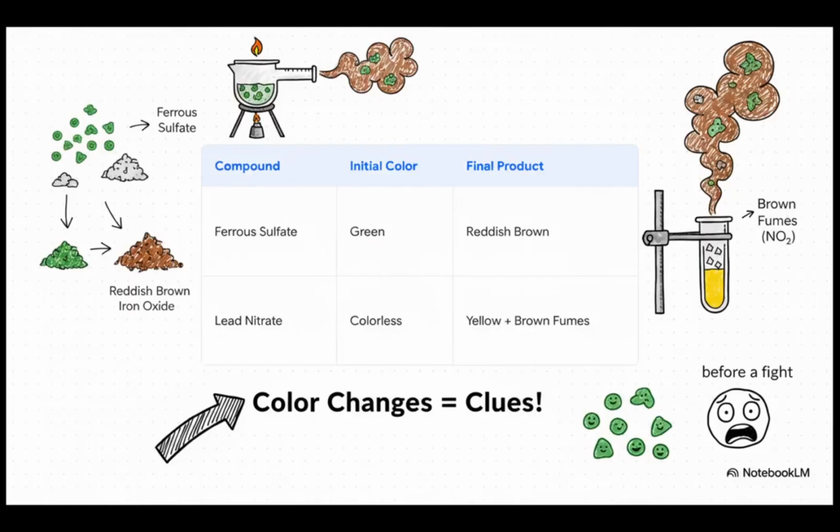When we apply heat for thermal decomposition, color changes act as massive clues. Just like someone's face turns pale white when they get scared, those happy green ferrous sulfate crystals lose their water and turn white when heated, before finally breaking down completely into a reddish-brown iron oxide. Similarly, heating colorless lead nitrate breaks it down into a yellow powder, all while releasing these highly visible brown fumes of nitrogen dioxide.